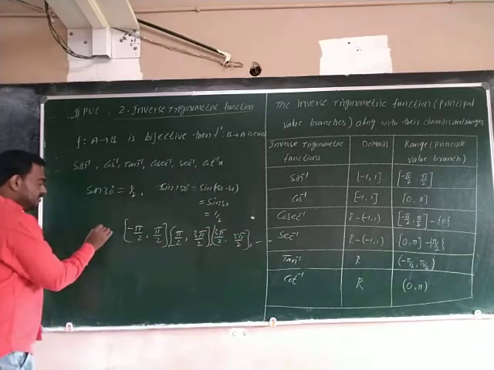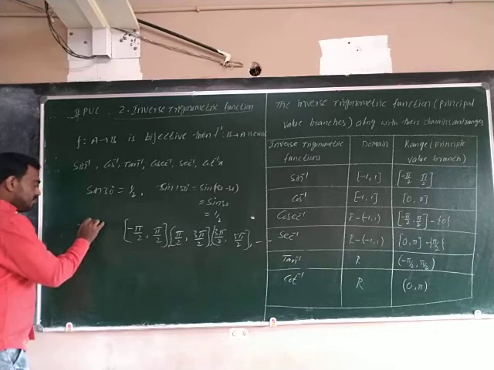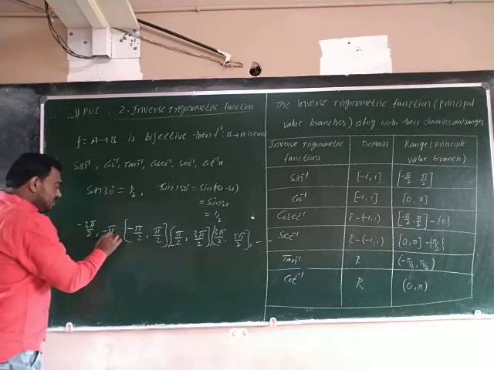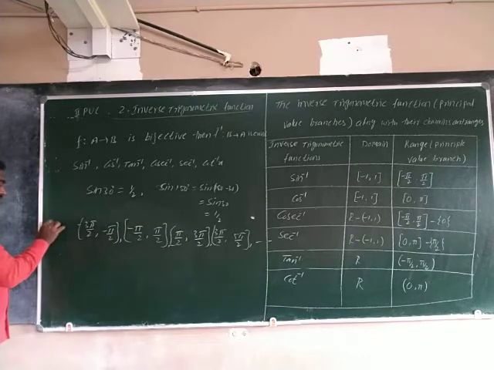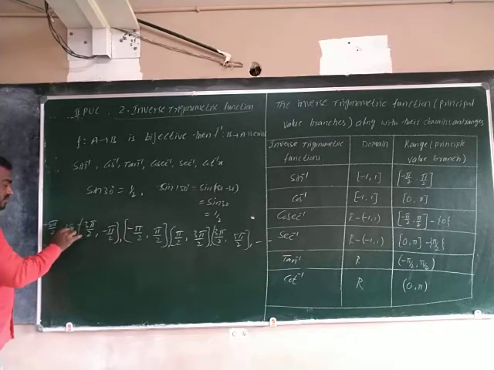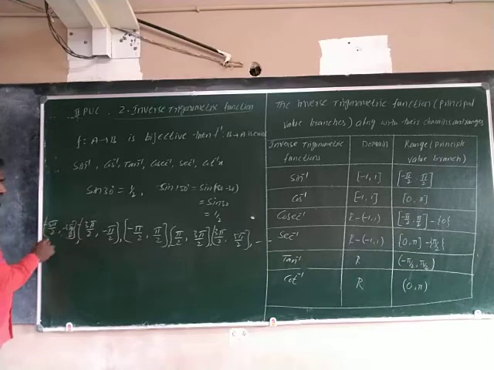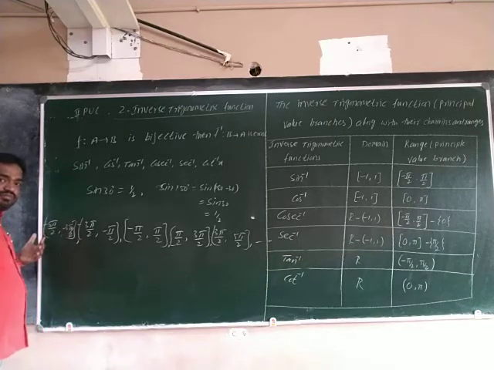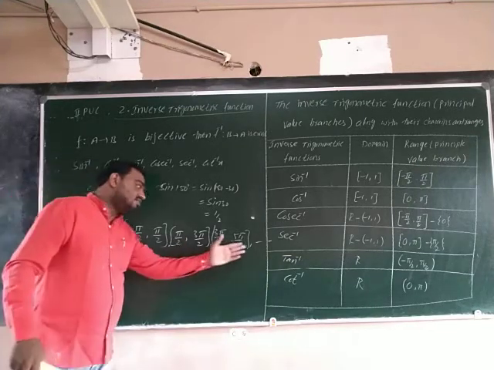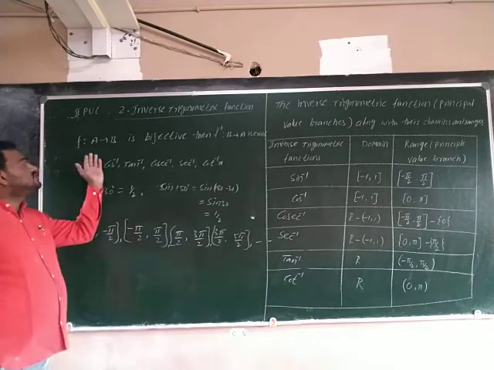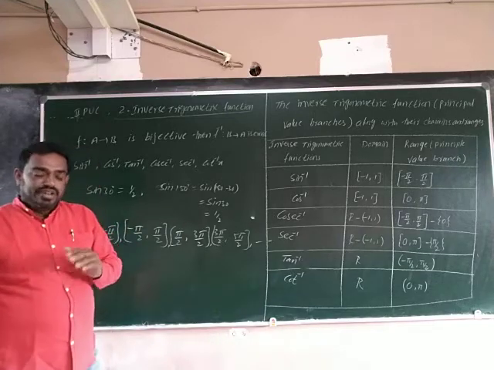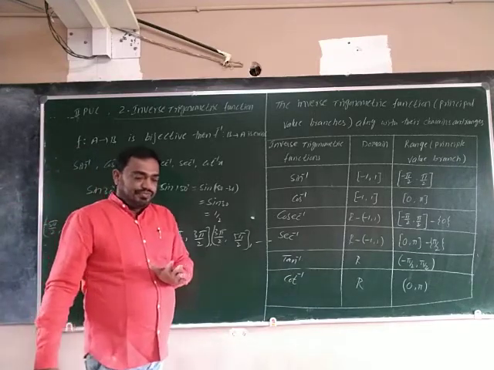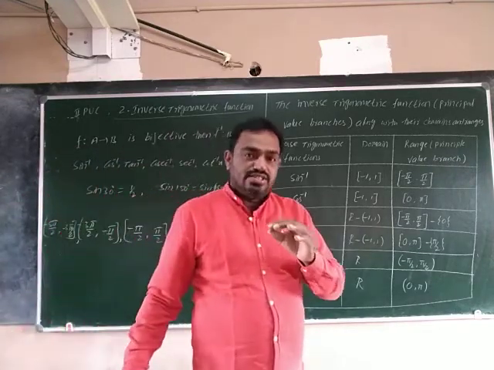Coming to the left side, minus 3 pi by 2, minus 270 to minus 90. Next, minus 5 pi by 2 to minus 3 pi by 2. In all these intervals also, the trigonometric sine function is a bijective function.